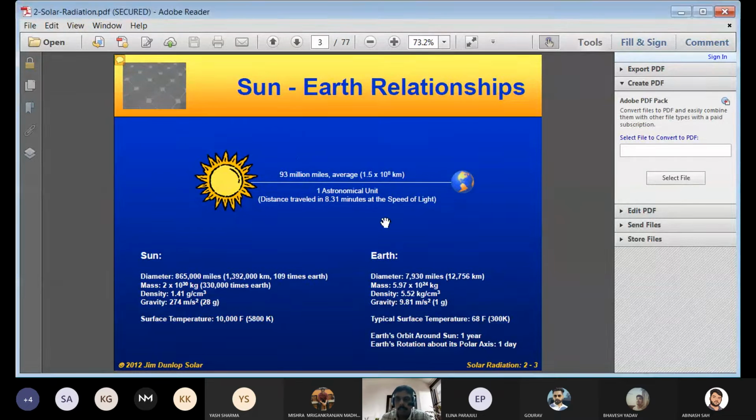So sun is there, right? Is there anybody who doesn't know solar radiation or sun? I think everybody knows sun, right? Yes or no? There is no response. No response means I will think that you don't know about sun.